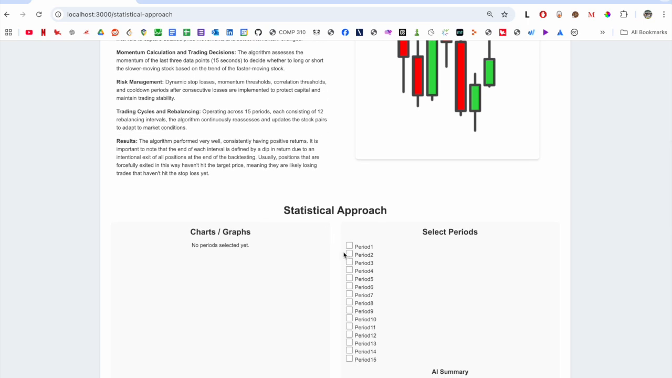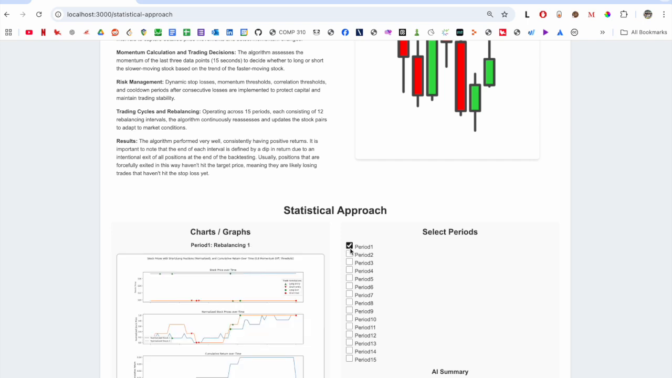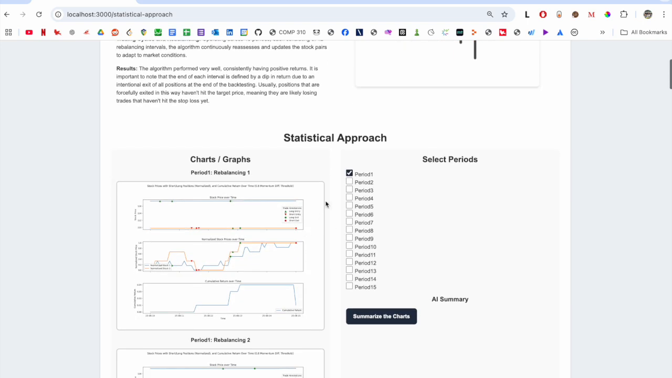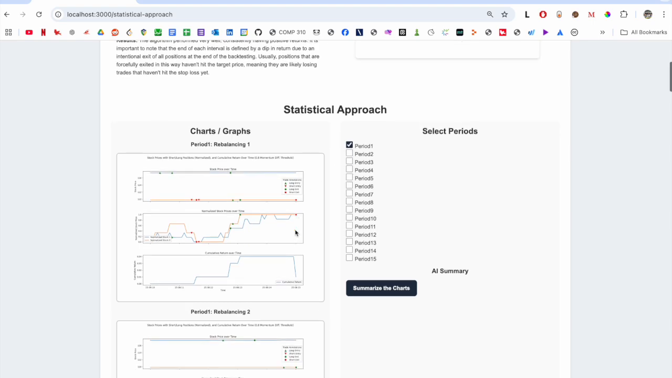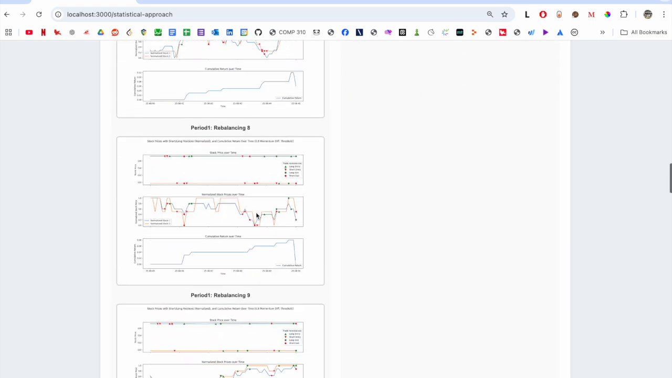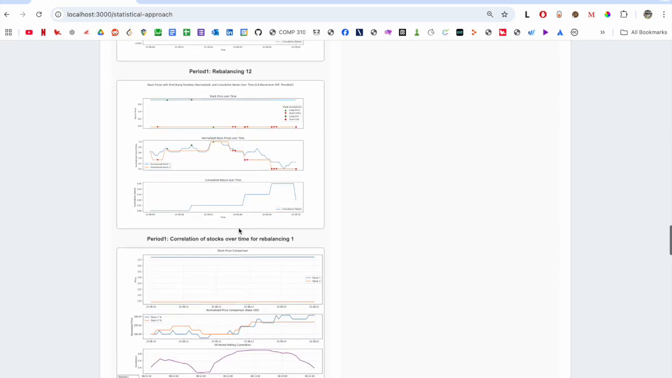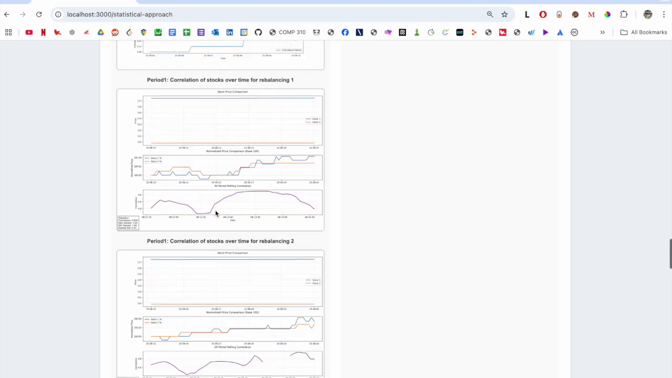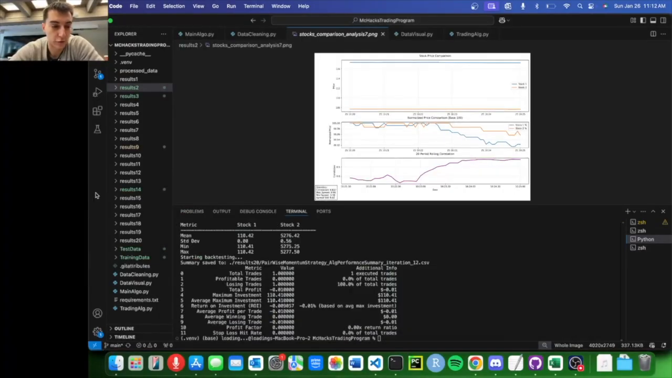This was done 15 times for the entire training data, and here we can display the results for every period. So here we can see the rebalancing intervals for the returns over time, and we can also see the correlation over time. I'm now going to go over the file structure for the project, which includes the algorithm files, the testing data, and the results.